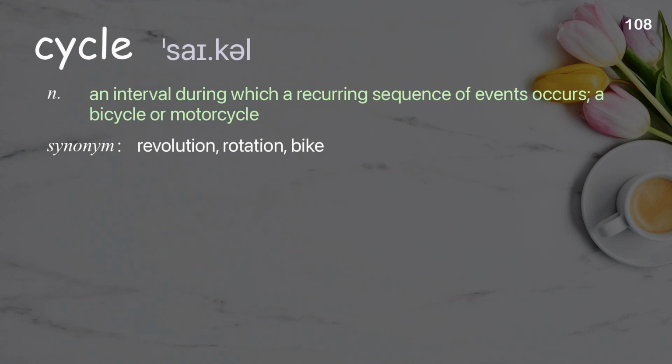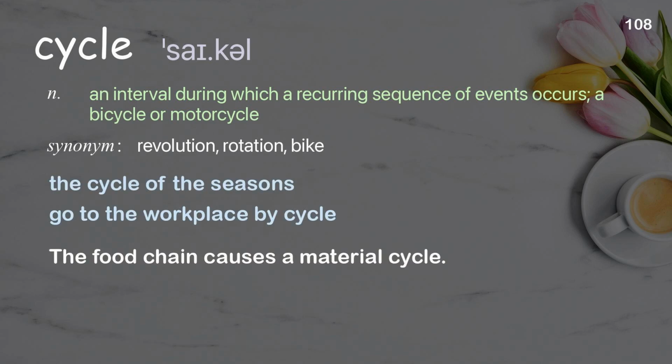Cycle. An interval during which a recurring sequence of events occurs. A bicycle or motorcycle. Examples: the cycle of the seasons. Go to the workplace by cycle. The food chain causes a material cycle.